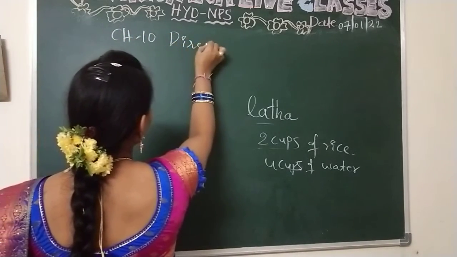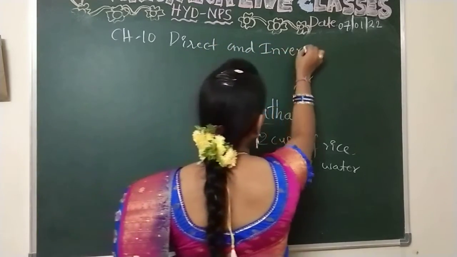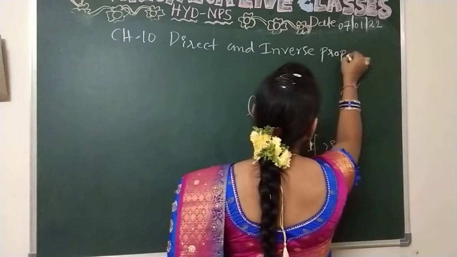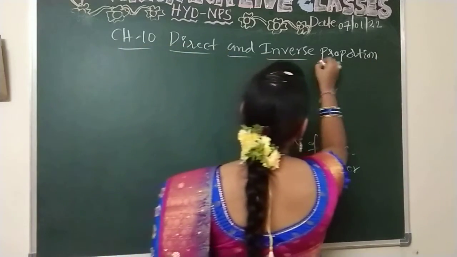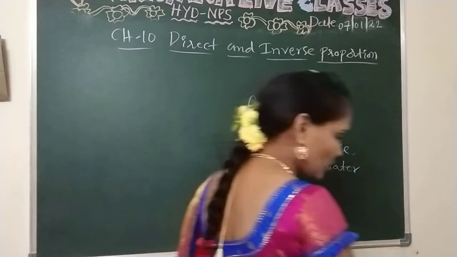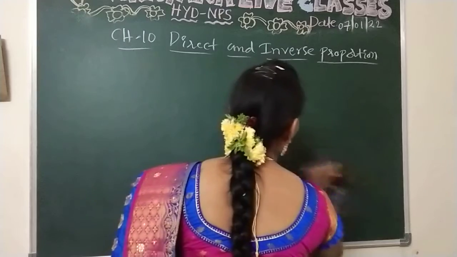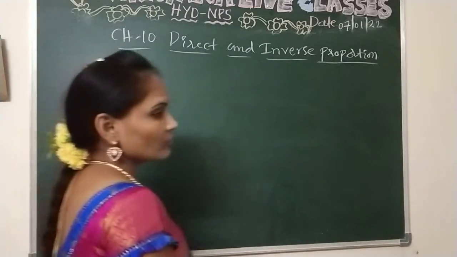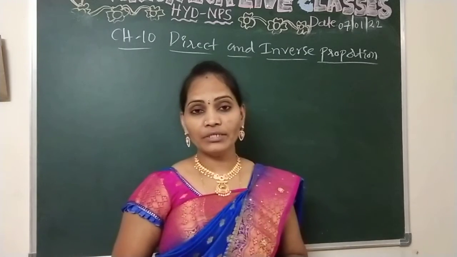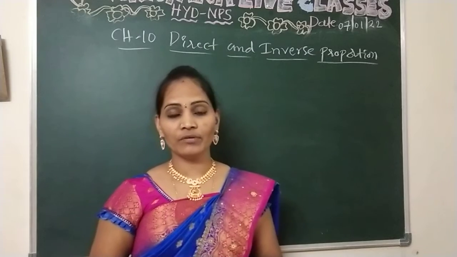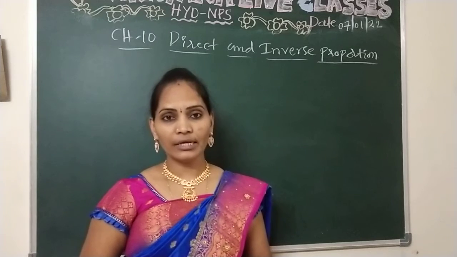Direct and inverse proportion. Now, I am going to explain what is direct proportion. What is direct proportion? Direct proportion means if one quantity increases, the other quantity will also increase.